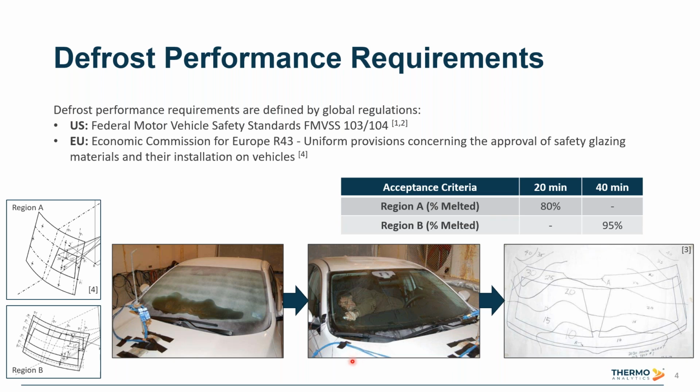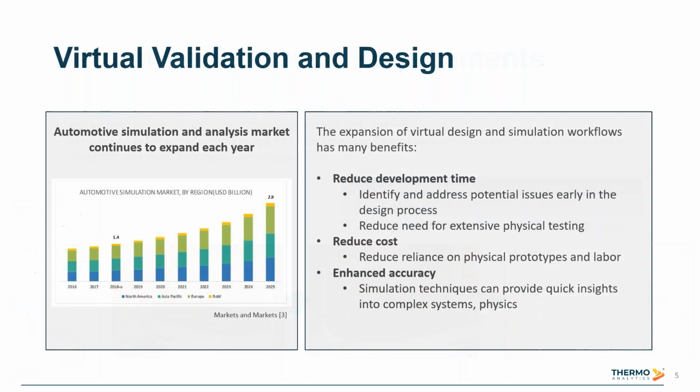In the physical test procedure, you can see some images here below. You can see the test engineer in the cabin drawing some defrost patterns on the inside of the windshield as they progress over time. And then they're using these markings to calculate the percent area melted. So we'll show in this webinar how we can extract this information using TAITherm. The important thing here is that we have some strict performance criteria that we have to meet, and those criteria are applying some constraints on the design process.